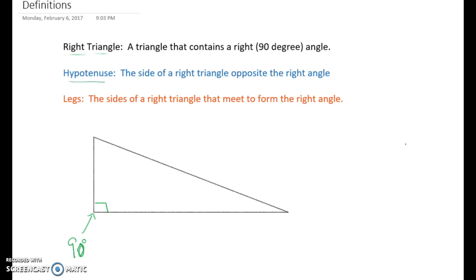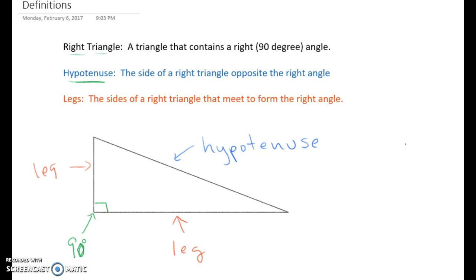The hypotenuse of the right triangle is the side opposite the right angle. It is also the longest side of the triangle. Finally, the legs are the sides of the right triangle that meet to form the right angle. So the two sides other than the hypotenuse.